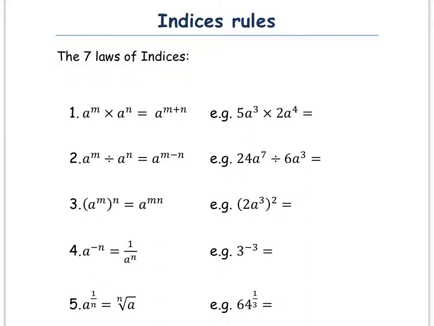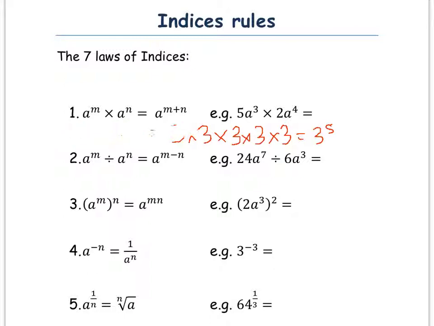If we were asked to do 3 squared times 3 cubed, well, that will be 3 squared, which is 3 times 3. 3 cubed is 3 times 3 times 3. And you can see there's 5 there, so that's 3 to the power of 5, which is the same as doing 2 add 3.